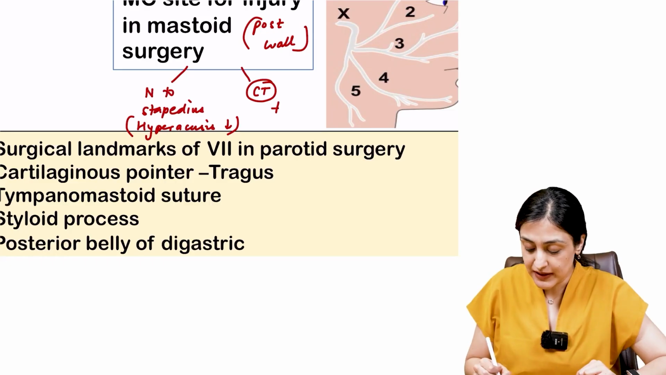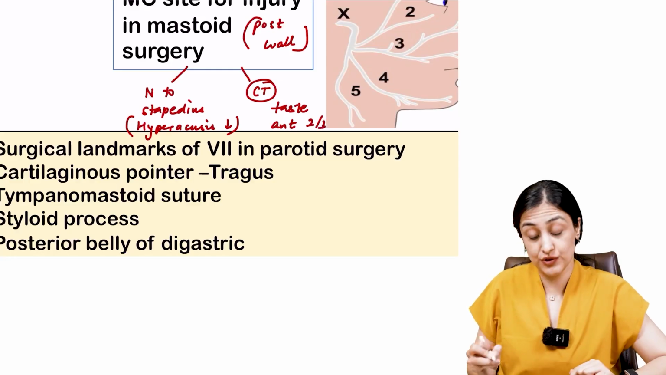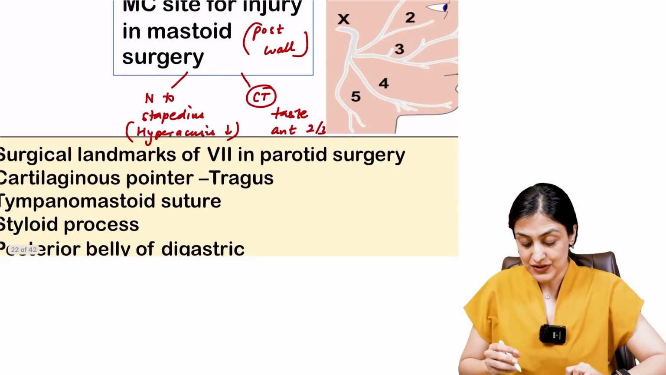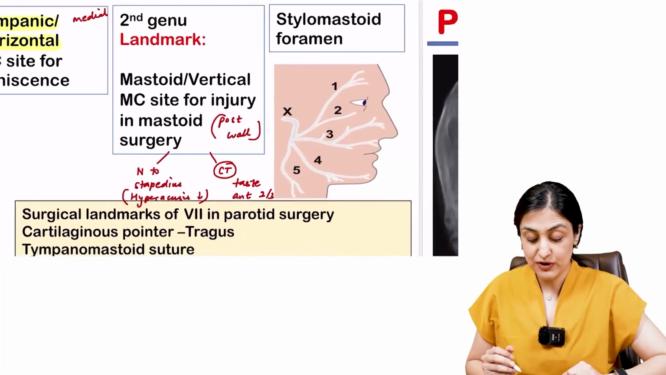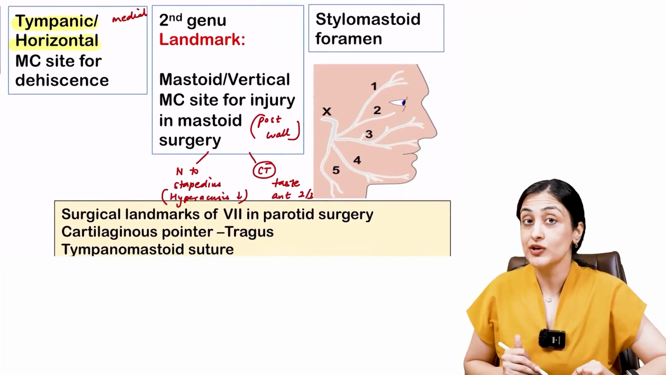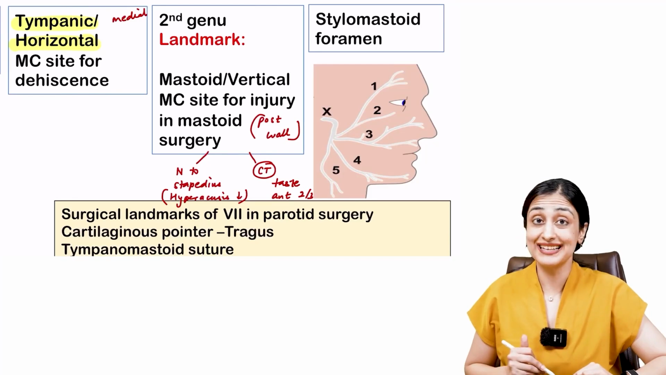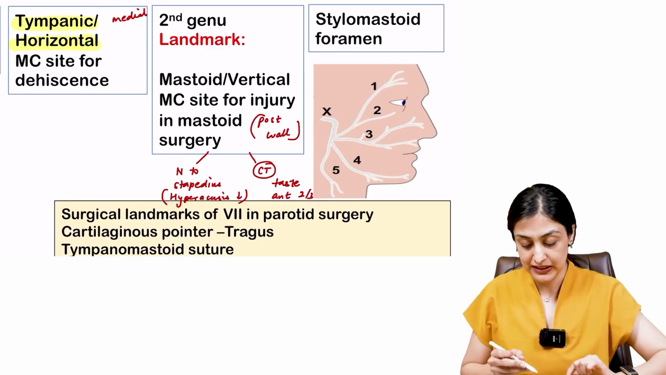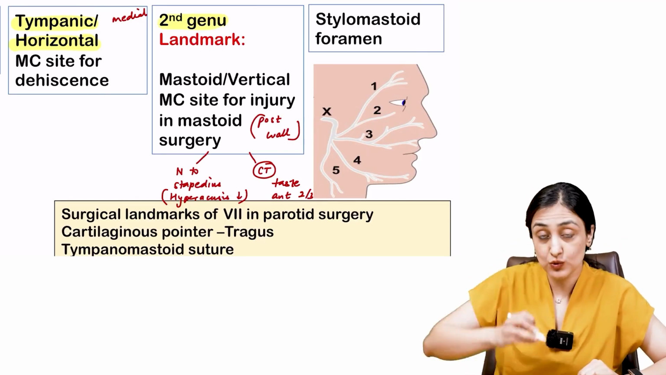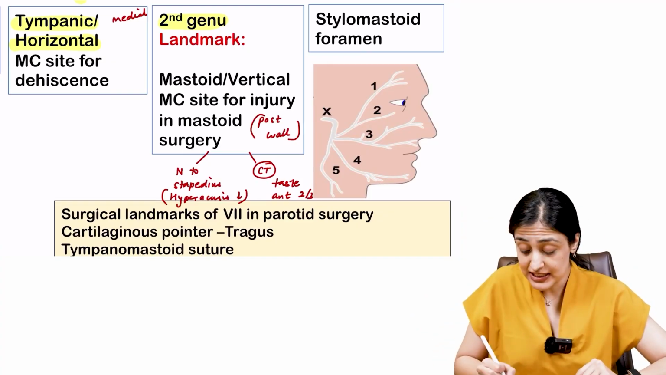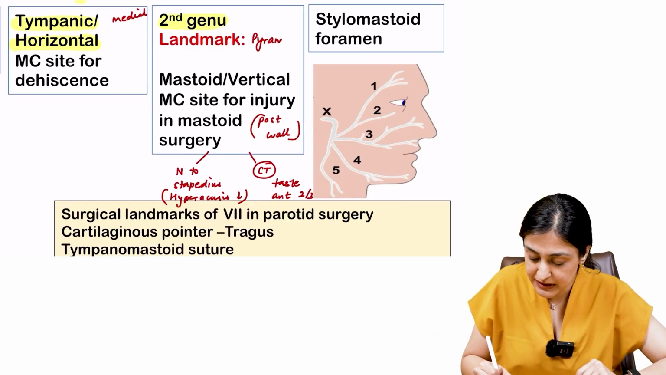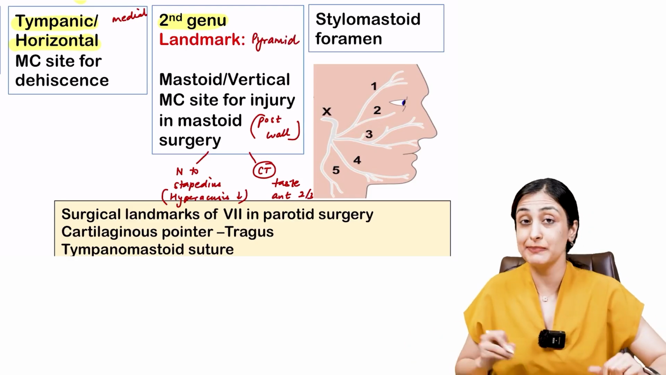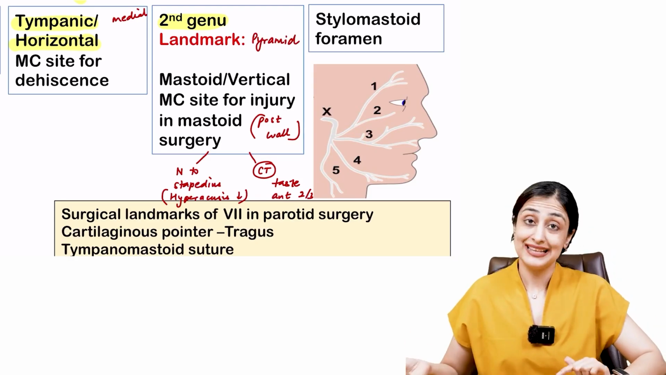And chorda tympani is what is carrying taste. Taste to what? Anterior 2/3 of the tongue, right? So that's chorda tympani. Both of these branches are coming from the mastoid or the vertical segment, and this is what can get injured during mastoid surgery when we are doing a posterior tympanotomy. So this is the second genu, the second turn, and the landmark for that is nothing but the pyramidal eminence, which is formed by the stapedius, right? So remember the two landmarks.